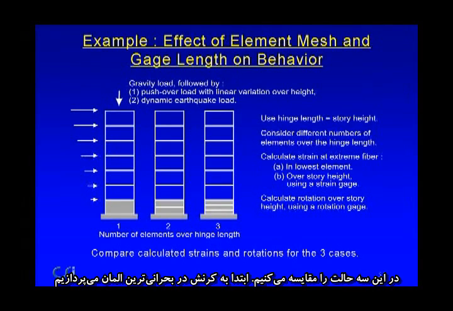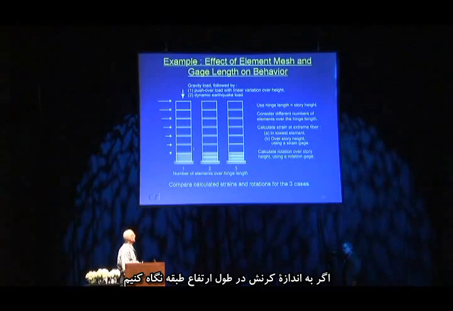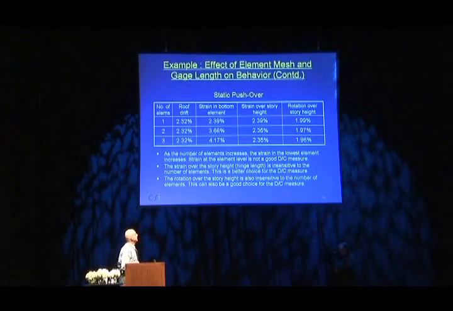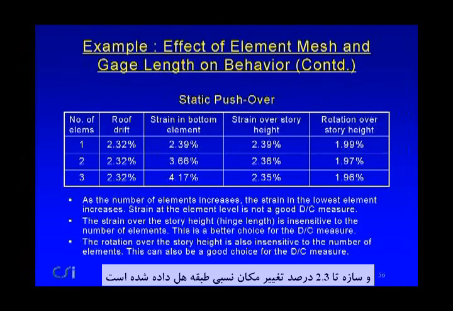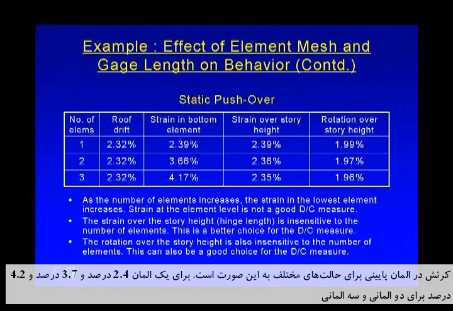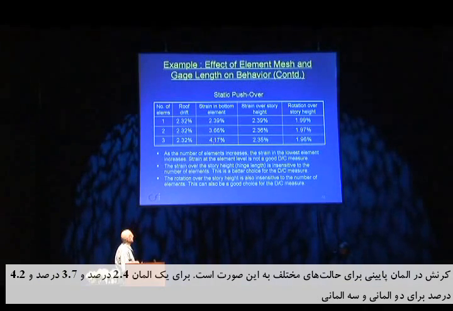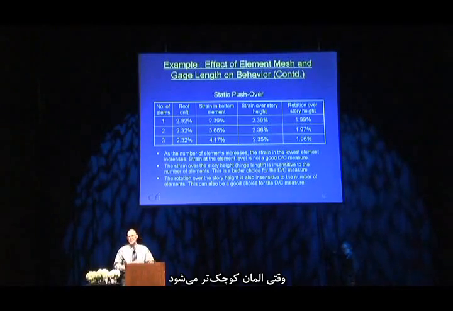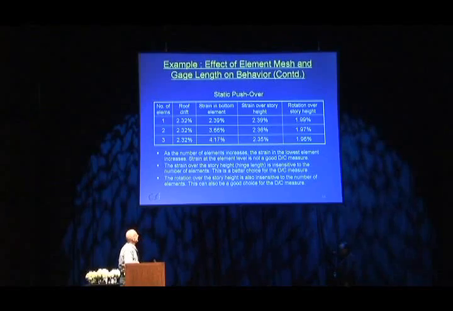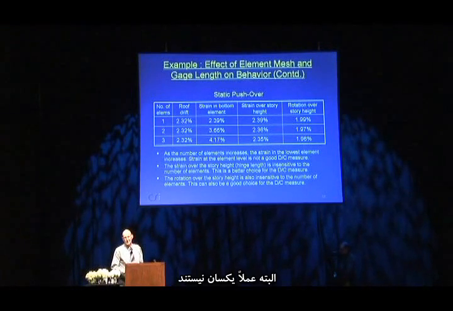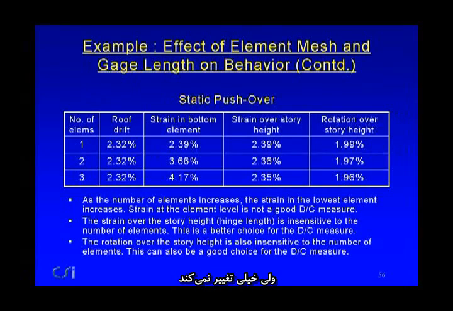Firstly, if we look at the strain in the worst element, what happens? Secondly, if we look at the strain measured over the story height, what happens? This first one is static pushover, and it's pushed in each case to a 2.3% drift. The strain in the bottom element with 1 element is 2.4%, then 3.7%, then 4.2%. As the elements get smaller, the calculated strains get larger. Not good. If you look at the strain over the story height, though, it's pretty stable. In fact, it's remarkably stable. I'm not sure this will be really this close in practice, but it doesn't vary that much.